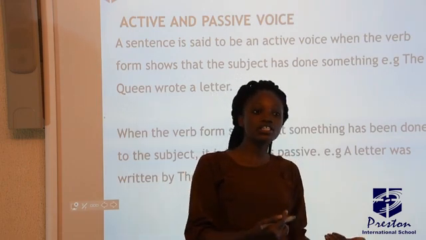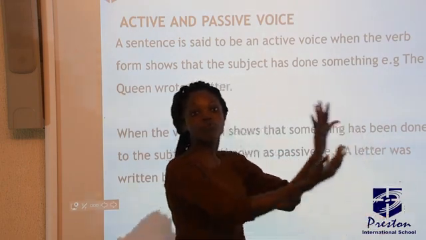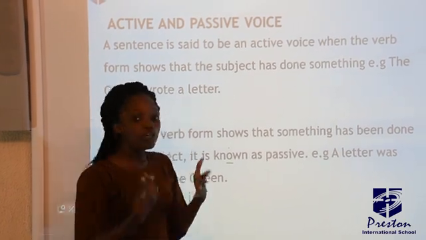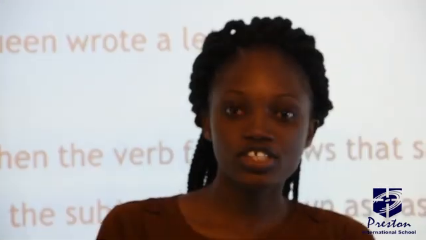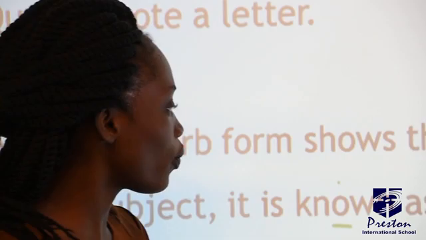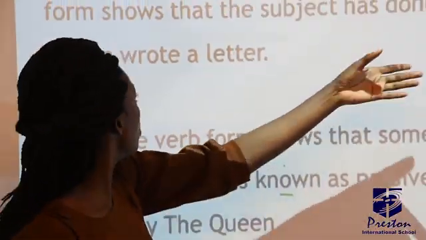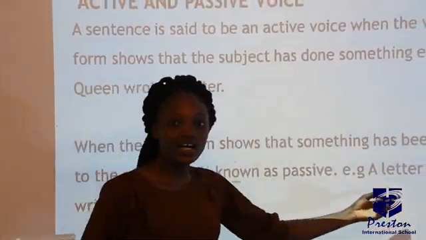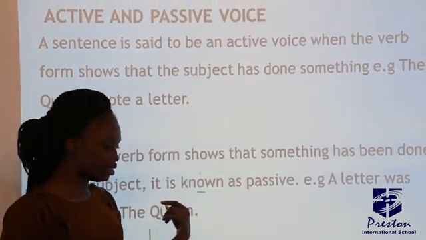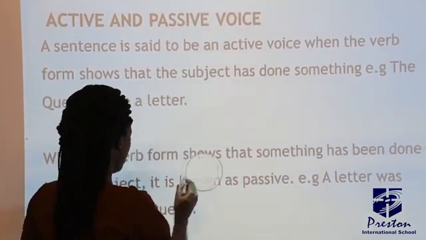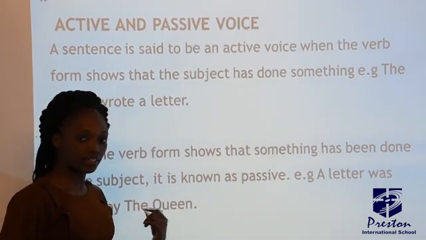Now when you are changing the sentence, you are bringing the object to the position of the subject, and some rules are guiding that. Some things have to happen. And so that is when we now have passive voice. When your object is displacing the subject, moving to the position of the subject, that's when the sentence changes from active to passive. For instance, from the queen wrote a letter, you have a letter was written by the queen.